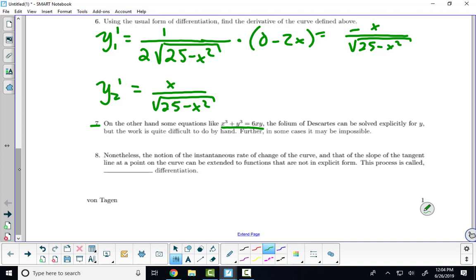Further, I can give you other functions where it's impossible to put it into explicit form. It cannot be done. Nonetheless, I would still like to be able to take the derivatives of these functions, because all of these have graphs, and all of them then would have tangent lines, and on all of them I'd like to be able to talk about the slopes of the tangent lines. So I still want to take the derivative of these implicitly defined functions. The process of doing that is called implicit differentiation.